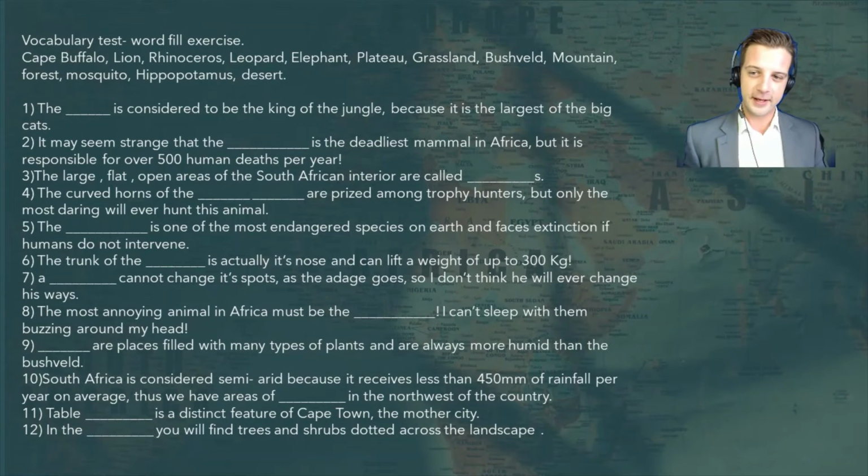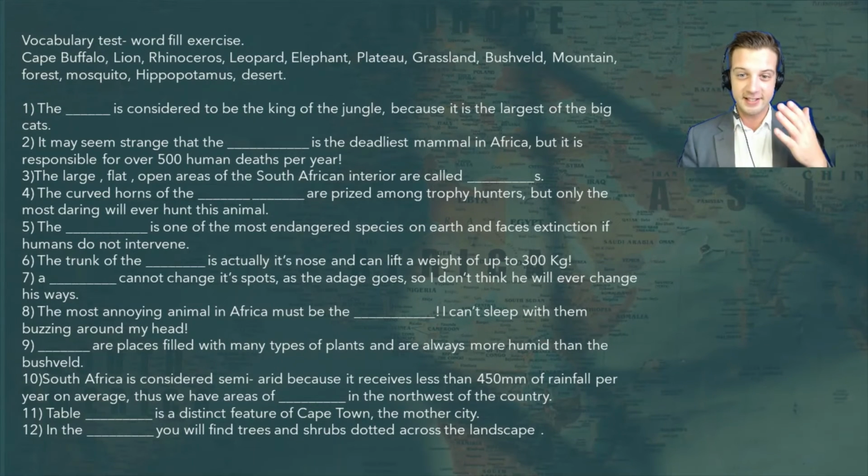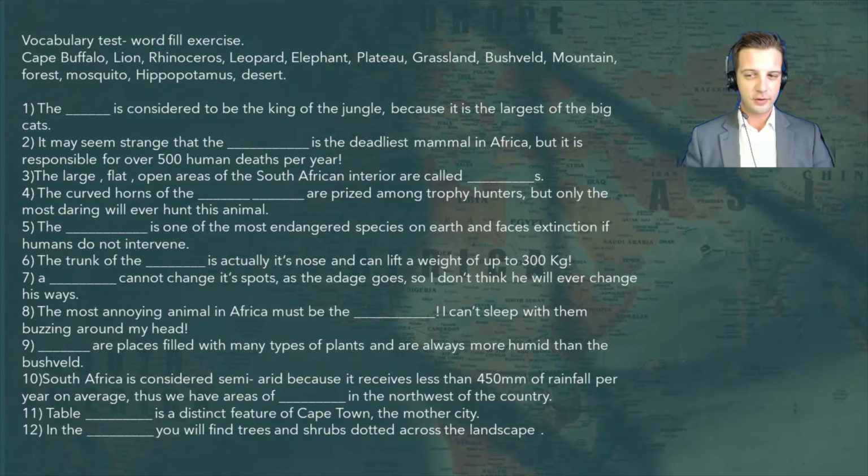Number 1. The something is considered to be the king of the jungle because it is the largest of the big cats. Number 2. It may seem strange that the something is the deadliest mammal in Africa, but it is responsible for over 500 human deaths per year.